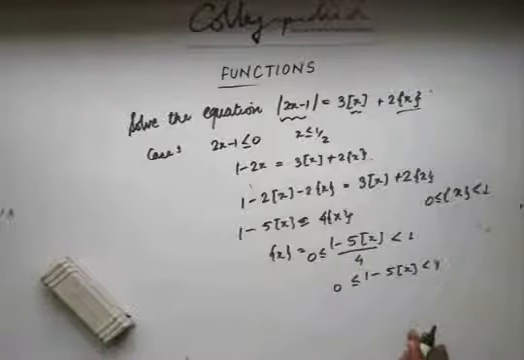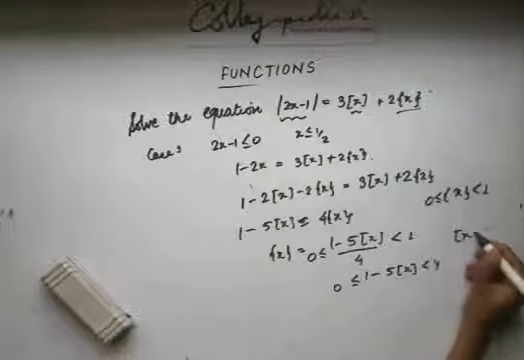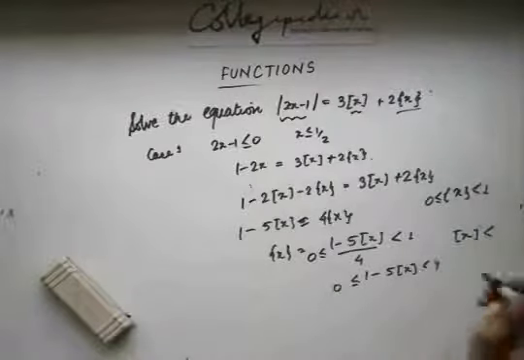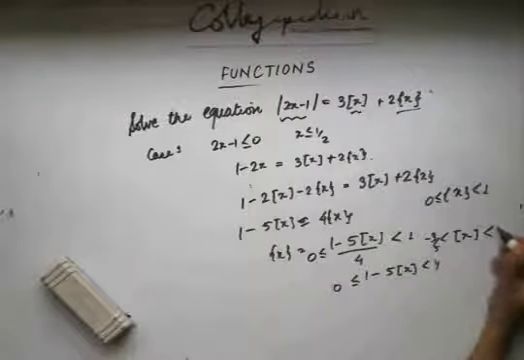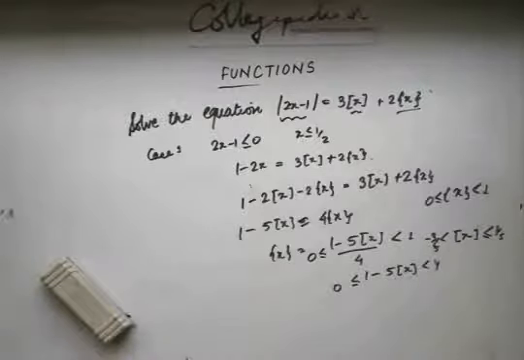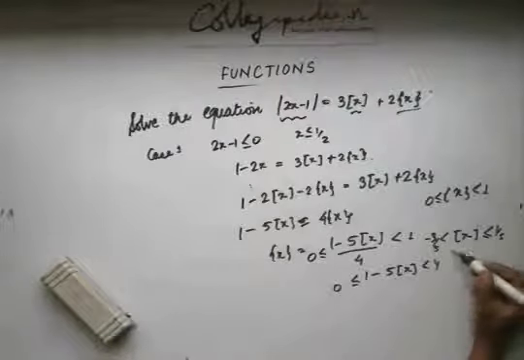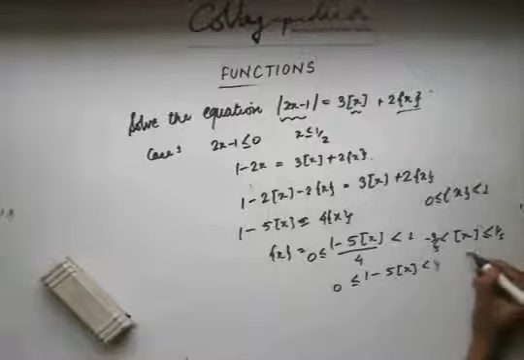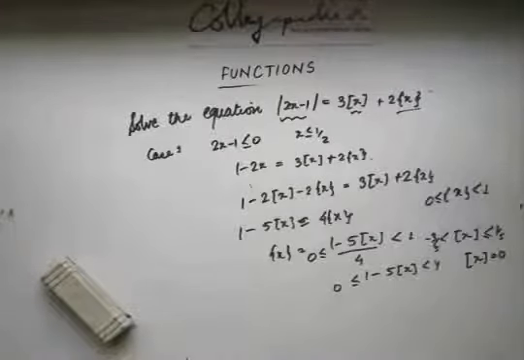From this I'll get that box of x lies between minus 3.5 and 1.5, with the equality in this case. Now what is the value of box of x which lies in this interval? That is only 0. If box x is equal to 0, then only will box x lie in this interval.